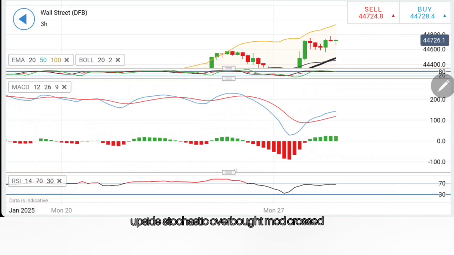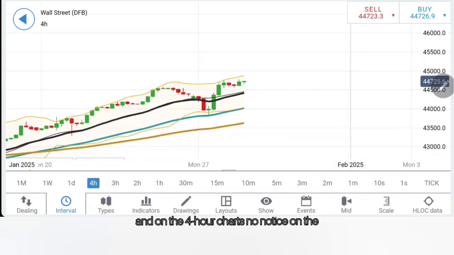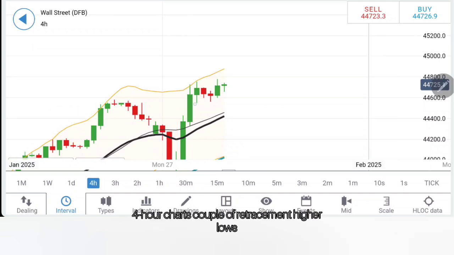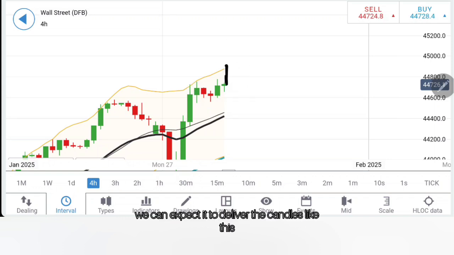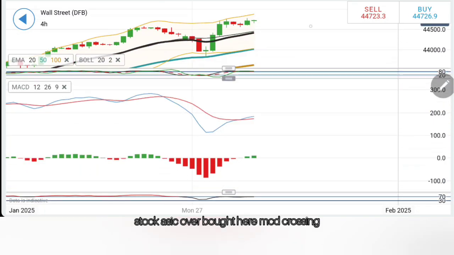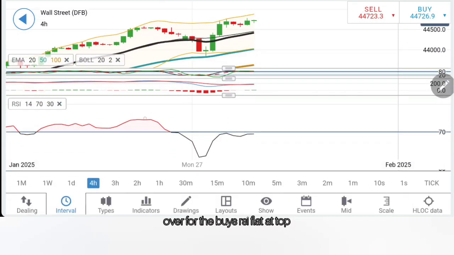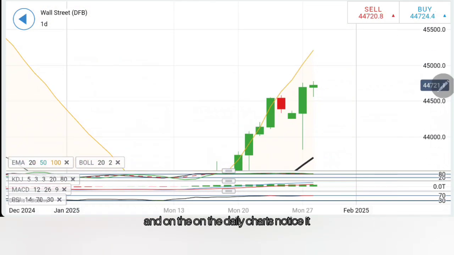Stochastic overbought, MACD crossed over, trading with bullishness, RSI flat here, and on the 4 hour charts, now notice on the 4 hour charts, a couple of retracements, higher lows, and this is ready to deliver a bullish candle. And thus once it stays beyond 44,800, we can expect it to deliver candles like this, which is going to in fact take it towards 45,000. Stochastic overbought here, MACD crossing over for the buys, RSI flat at top. And on the daily charts, notice it has already formed a tail.